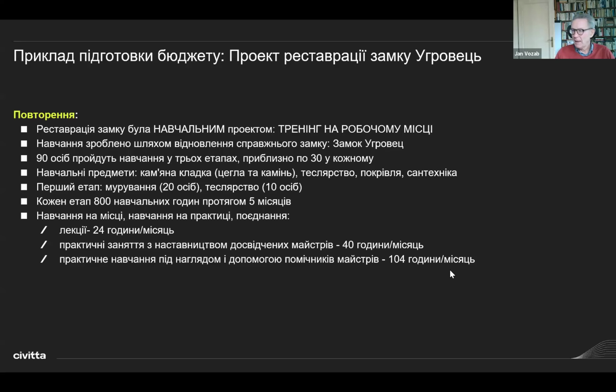So they promised to the funding body, and the funding body was the European Social Fund, one of the structural funds at that time, money provided by the European Union.